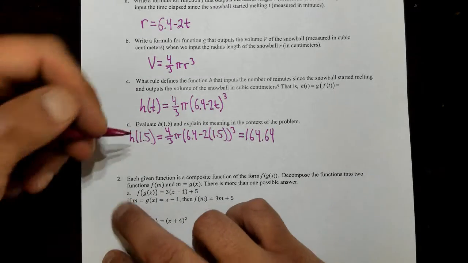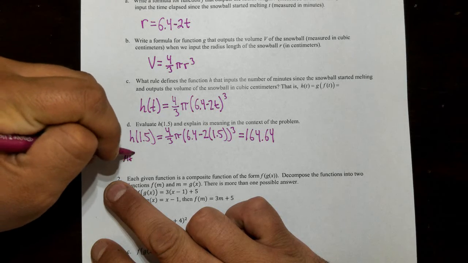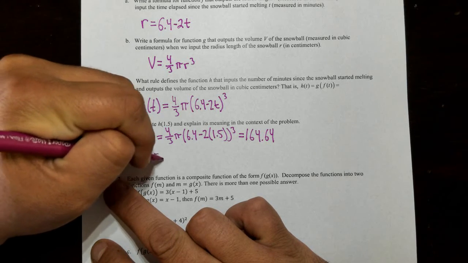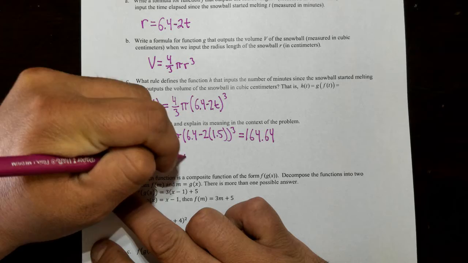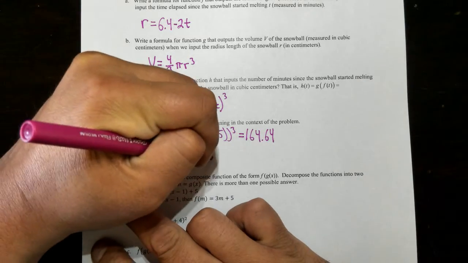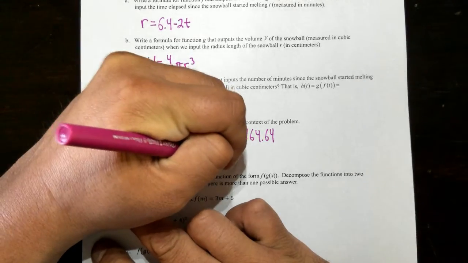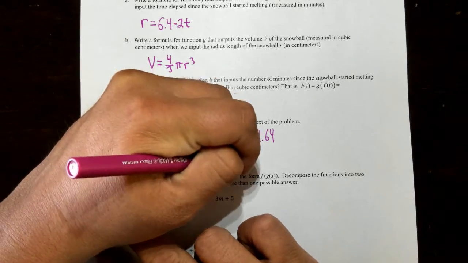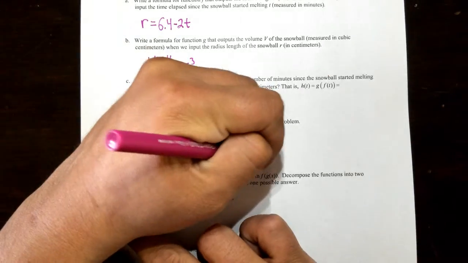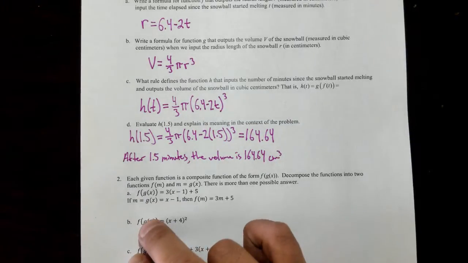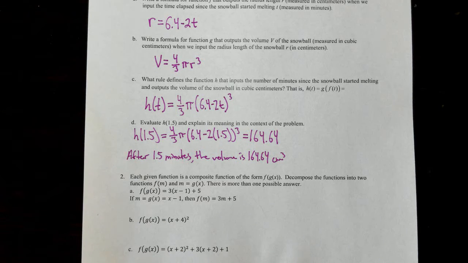So we can say after 1.5 minutes, the volume is 164.64 cubic centimeters. And we're talking about cubic centimeters because we're talking about volume here. All right. Moving on to number 2.